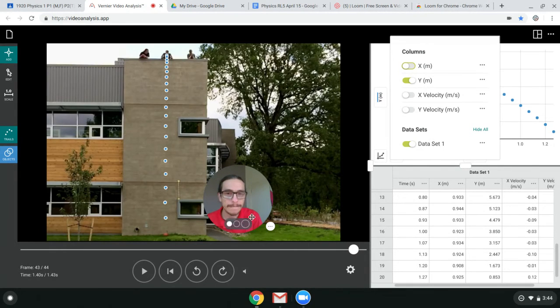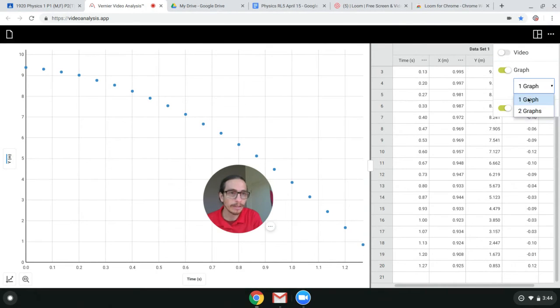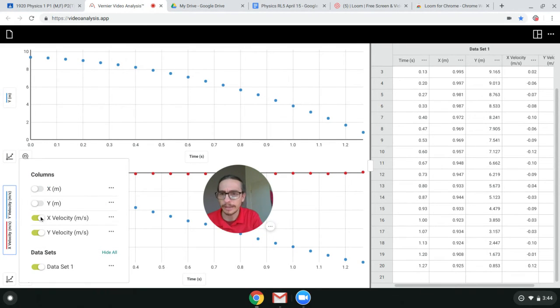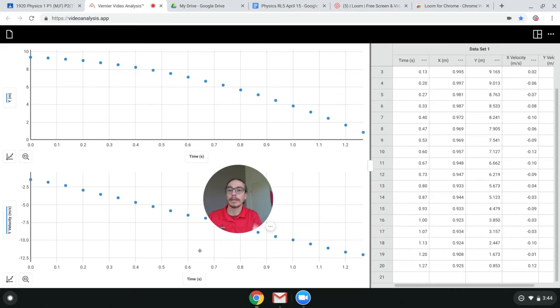All right, cool. Now I'm going to turn off that video and go to graphs. Turn on my two graphs because I want position and I want velocity. I want to absolutely show you that, yes, this is absolutely right. Look at that. X velocity is not doing anything. Well, that's because it wasn't moving left or right. That makes sense. It was moving only up and down. There we go. Ooh, pretty.